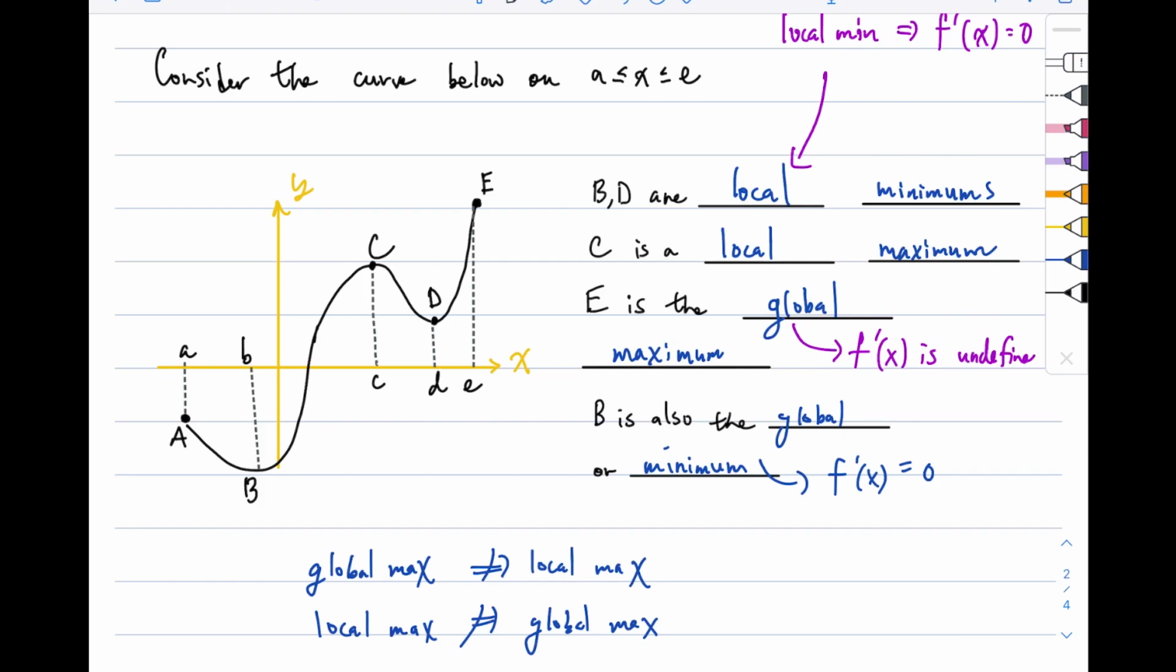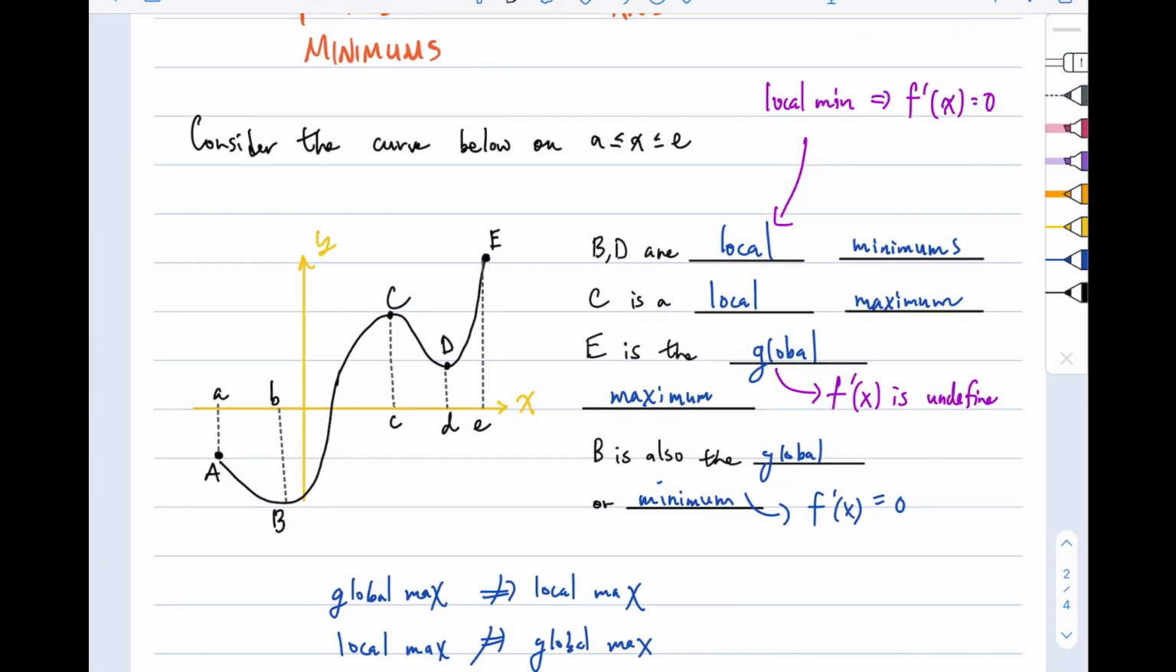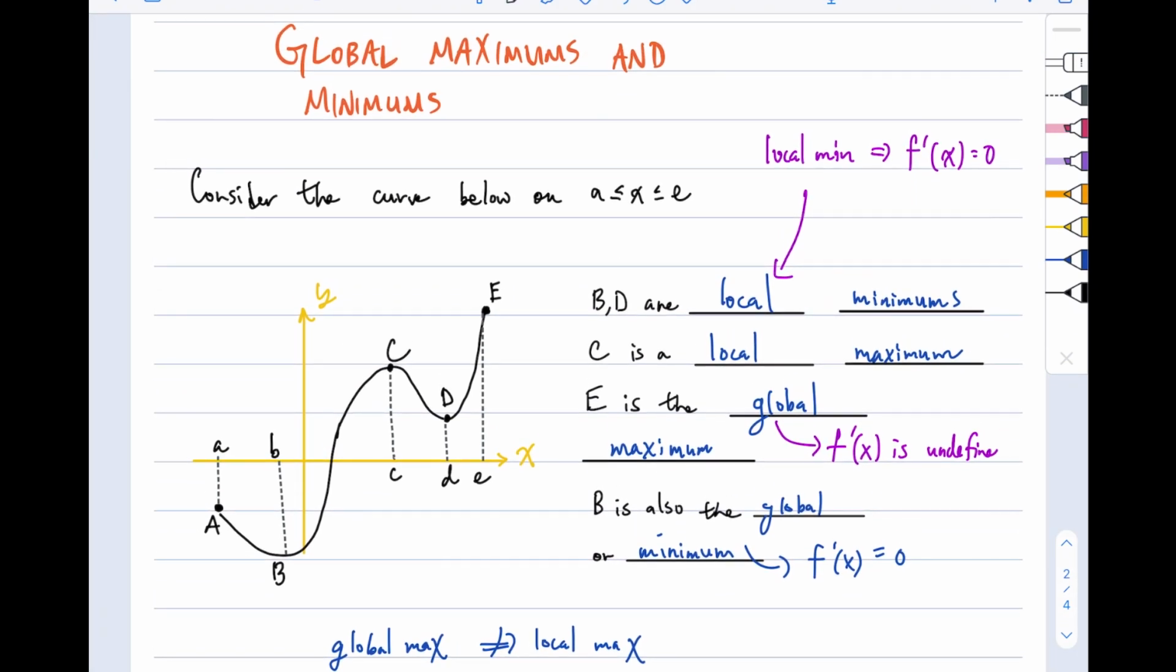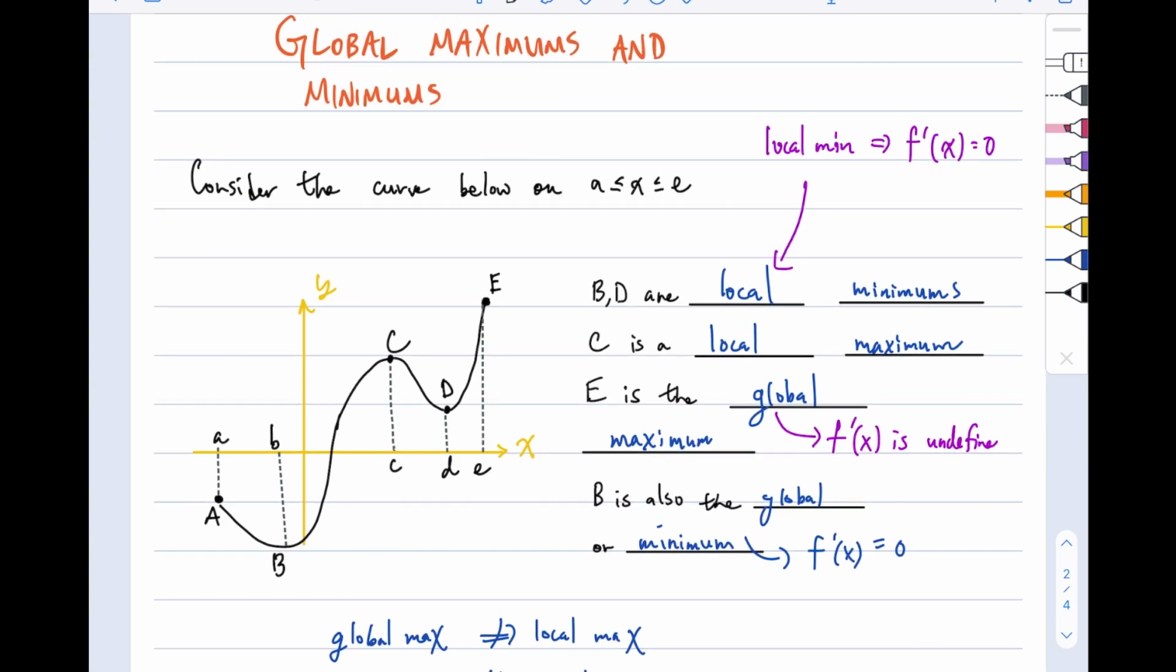Okay, so hopefully that was a good introduction to global maximums and minimums. Now let's do one example. Before I move the screen, please jot everything you need down.